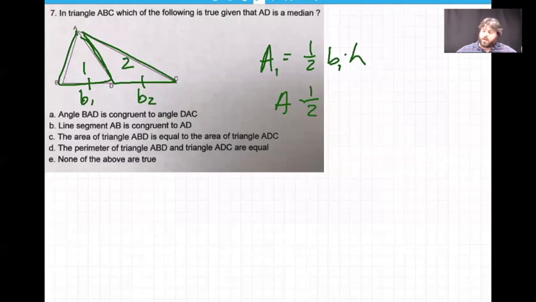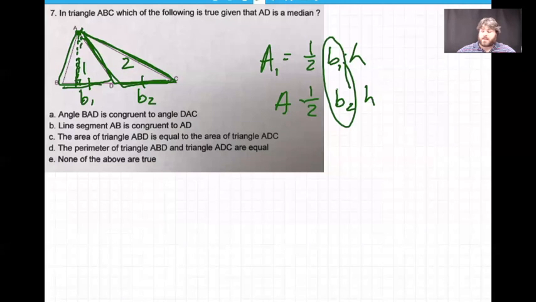It's 1/2 base times height. The question is, what's the height of this triangle? Well, it's this distance right here. What's the height of this triangle? It's actually the same thing. So actually, C is true. The areas are going to be the same because they have the same base measurements, right? Because it's bisected. And actually, the height comes from the same thing. It's the top point all the way straight down. It's that distance.